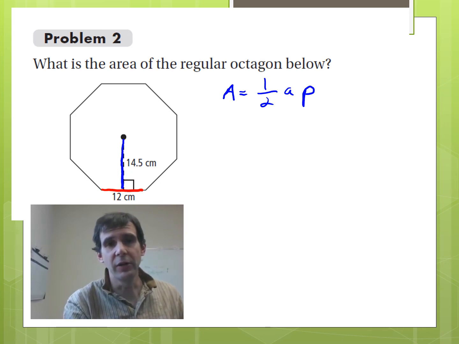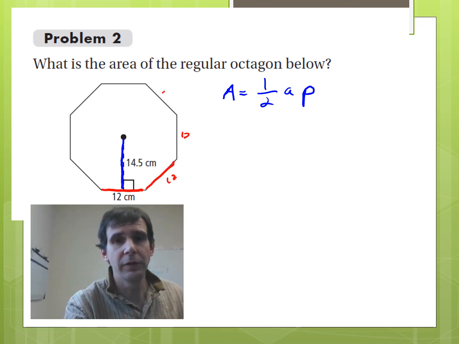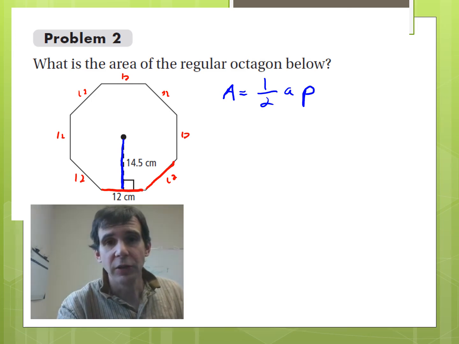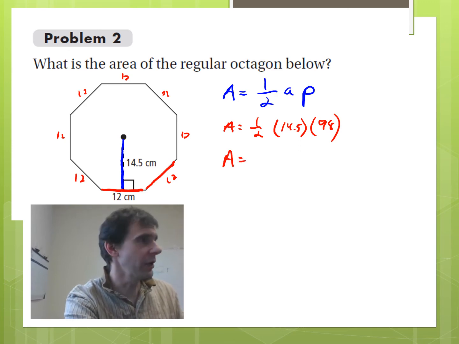How many sides are there here? 1, 2, 3, 4, 5, 6, 7, 8 sides. So our perimeter is the distance all the way around: 12, 12, 12, 12, 12, 12, 12, 12. So it's going to be 12 times 8, right? So 12 times 8 is 98. So we've got area equals 1/2 of apothem 14.5 times 98. So we get out our calculator, which I don't have loaded up here. Let me get that loaded up.